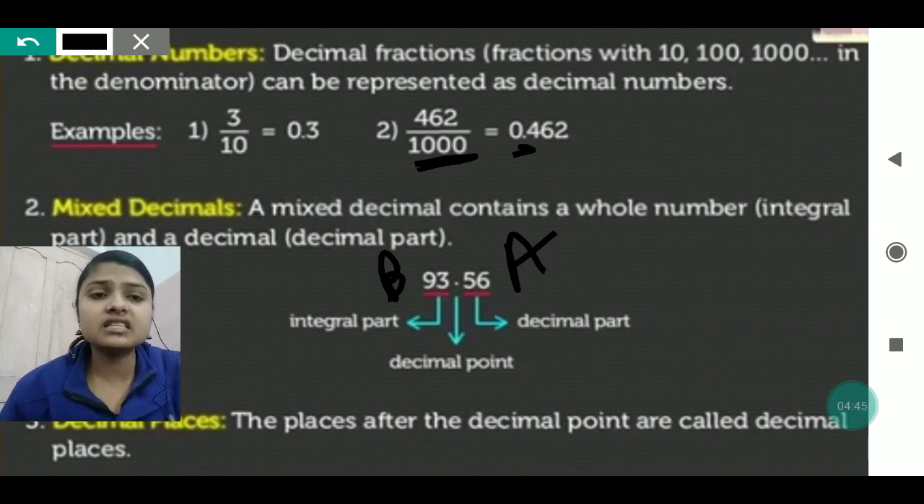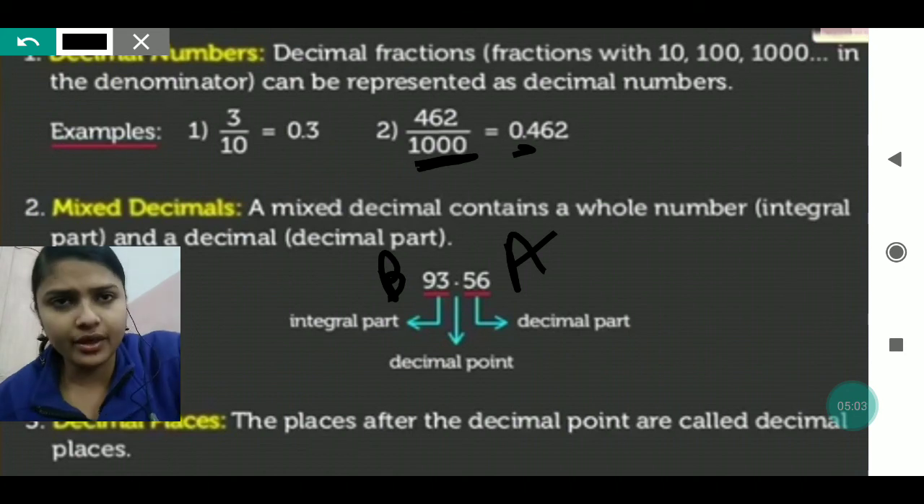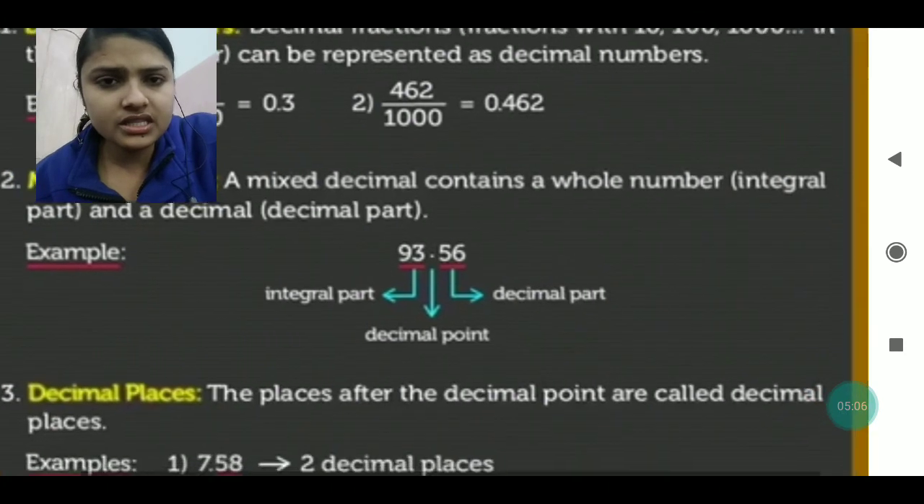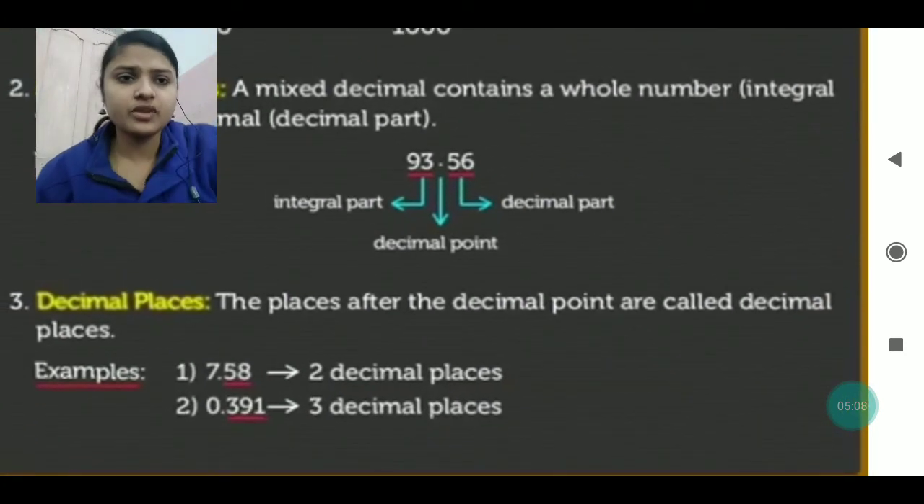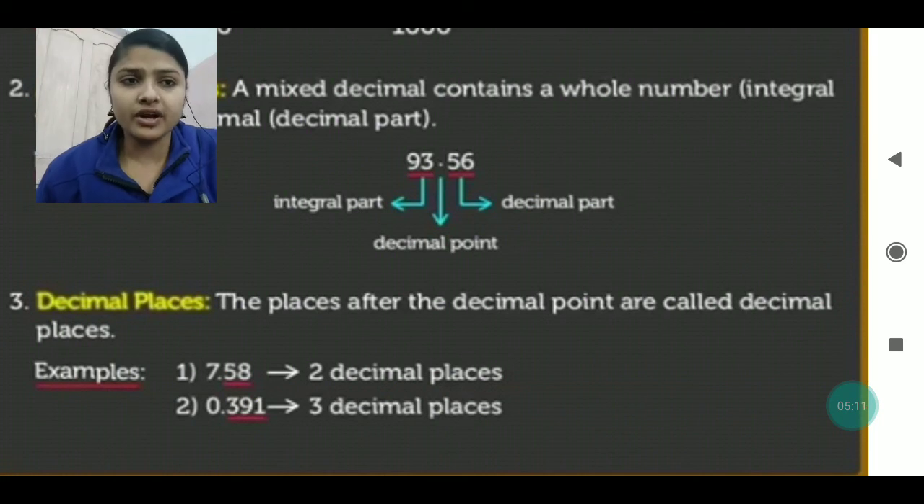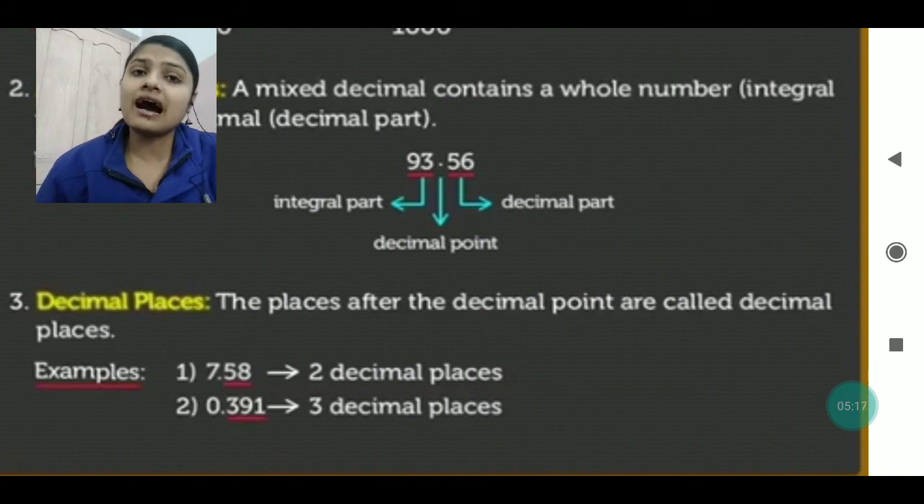And by seeing the decimal part only, we can write the decimal places. If two numbers are present in the decimal part, then we write there are two decimal places. If three numbers are present in the decimal part, we write there are three decimal places. Likewise, we carry on. You can see the decimal place it is written. The places after the decimal point are called decimal places. That only I have discussed just now, that with the numbers written after the decimal point only we recognize the decimal places.